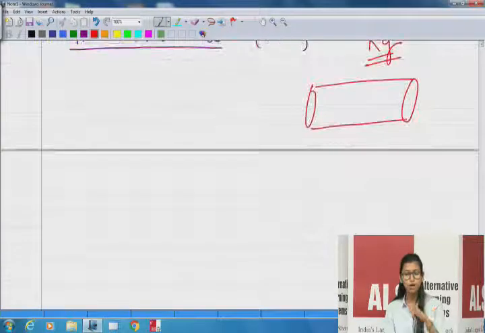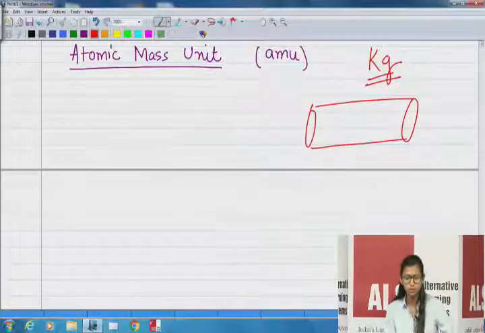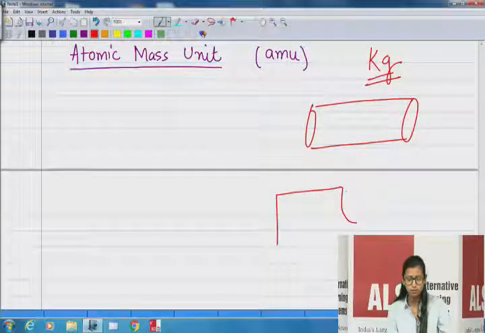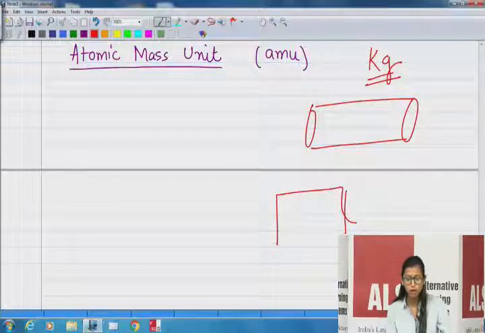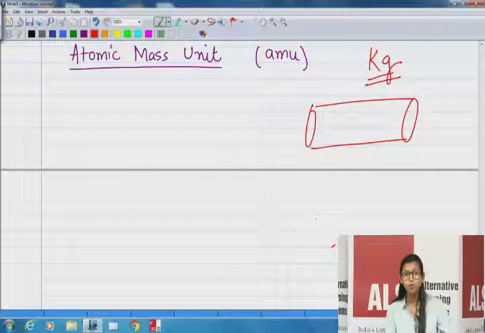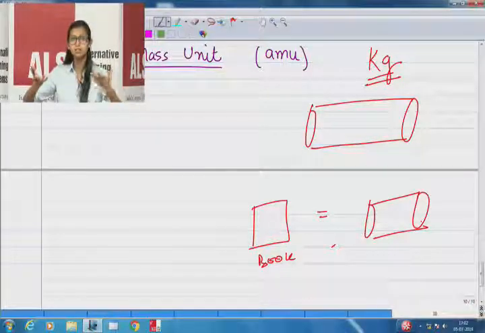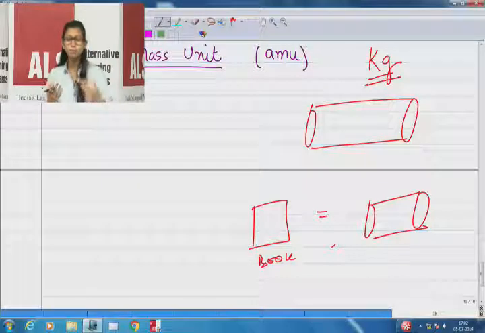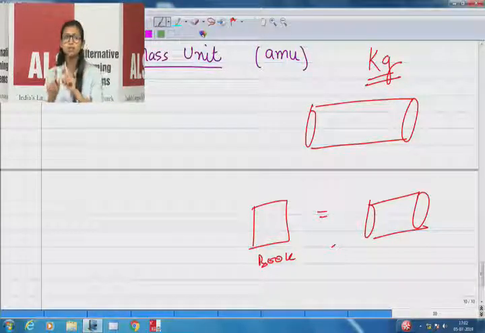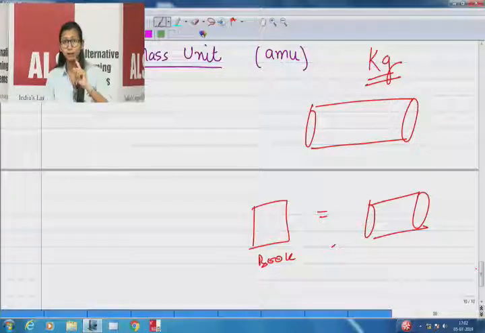What the earlier people used to do, I'm just giving an example, no need to write, just look at the screen. Let's say there is a beam over here, my drawing is not that good, so I apologize in advance. Let's say I have a very heavy book and I want to measure it. At one side I keep one cylinder, at the other side there is the book. I will say the mass of the book is equal to one cylinder. This is the story of the kg.